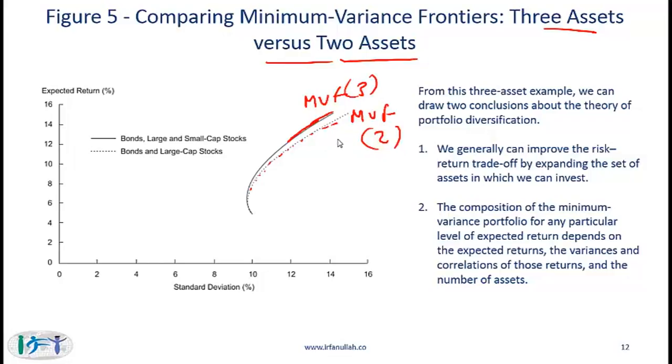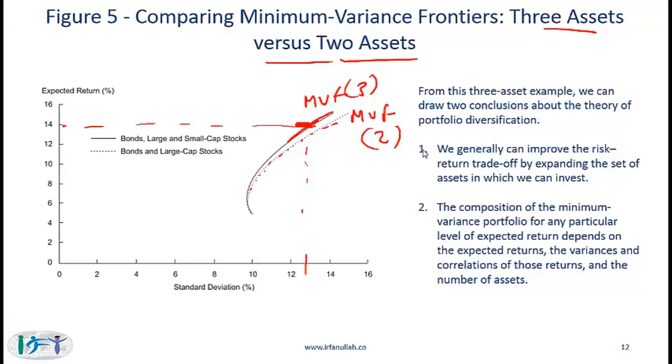And what does it mean when I say that it dominates? All I mean is that for a given level of risk, the expected return now is higher with the 3-asset case, or putting it another way, at a given level of return, the risk is lower. So clearly adding that 3rd asset helped us. It made the efficient frontier even more efficient.